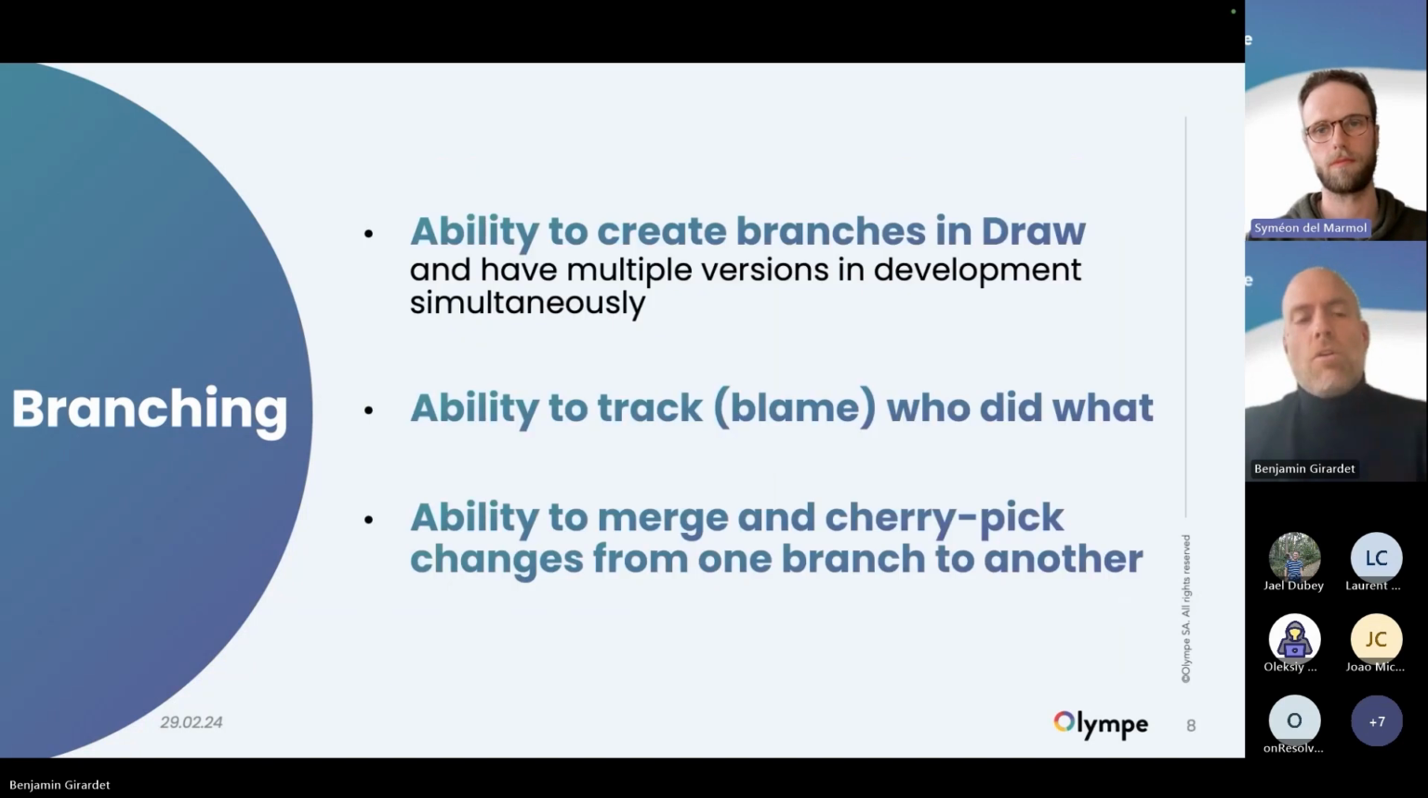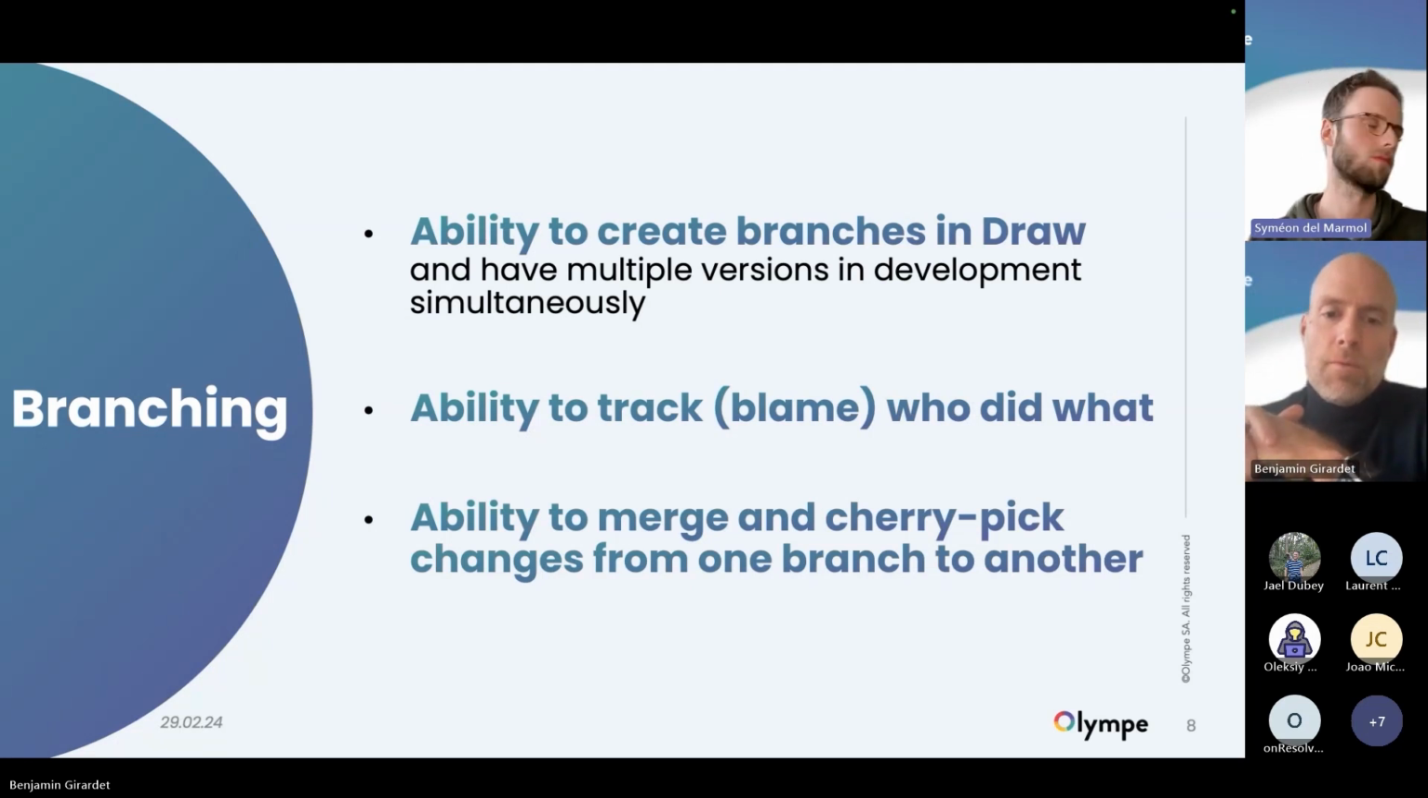And yeah, the goal of branching in Draw is to provide the ability to create branches, obviously, so that multiple versions of the same project can live in development simultaneously. Or we can also have a master branch, a stable branch, a develop branch, a feature branch.